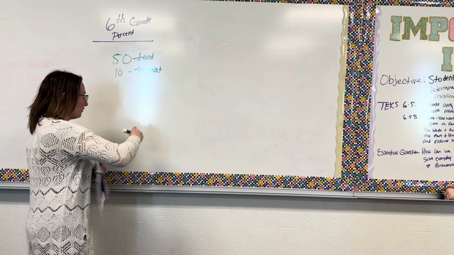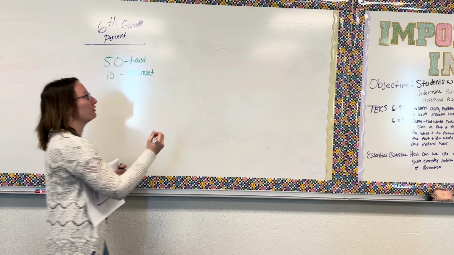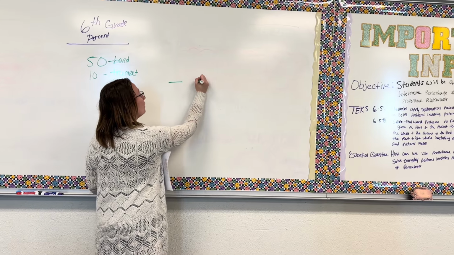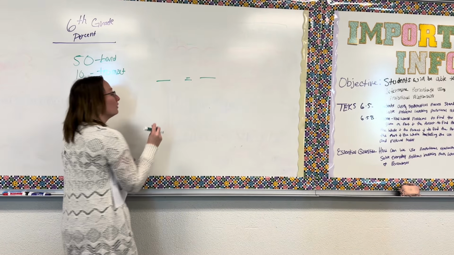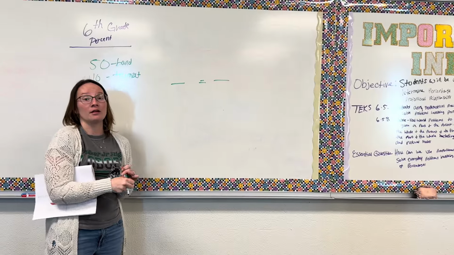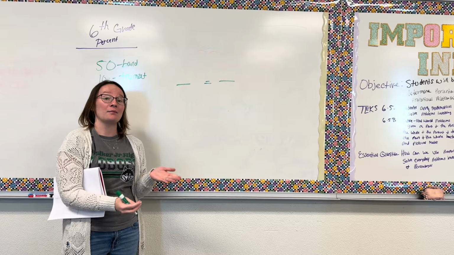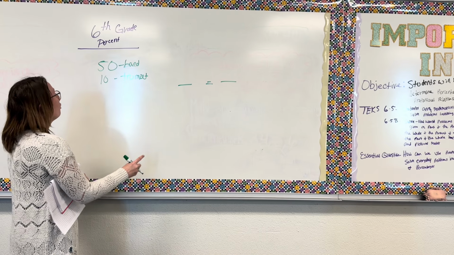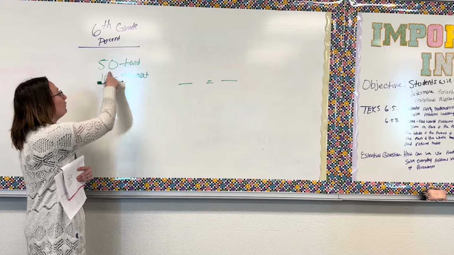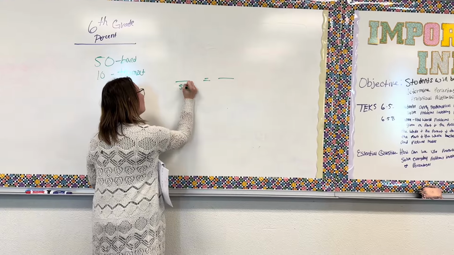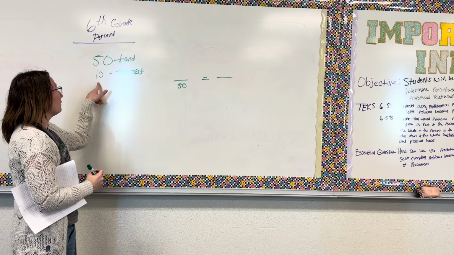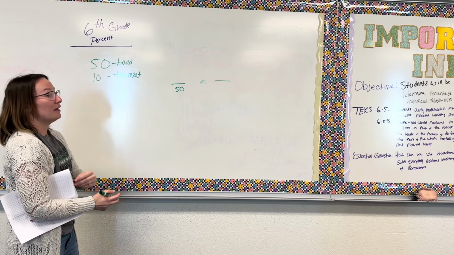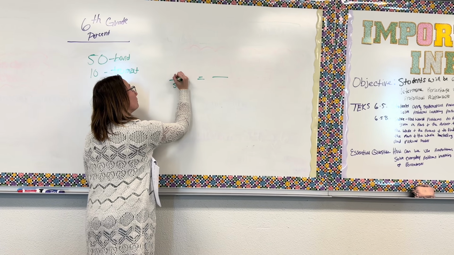Now our first step when we're setting up our equations is set up two fractions equal to each other. So fraction 1 equal to fraction 2. Now we know from our fraction unit that our total always goes on the bottom as a denominator. So what is our total number of band students? 50. So I'll put 50 here. And how many of those students, the part, play trumpet? 10. So that will go over band students.